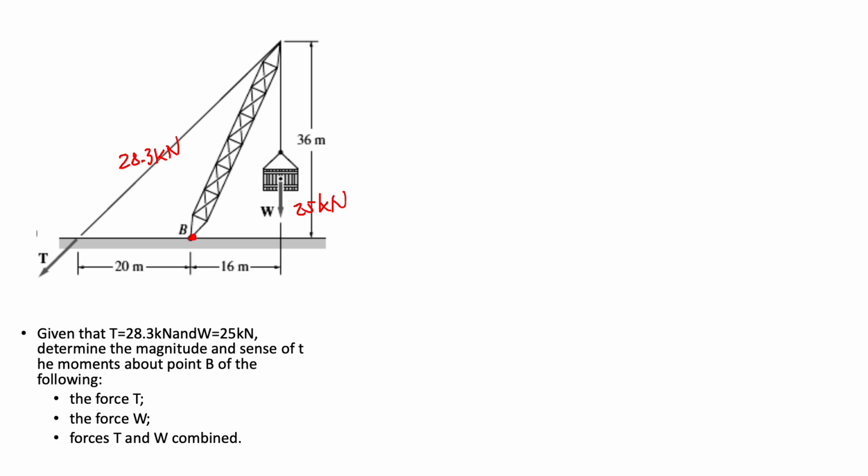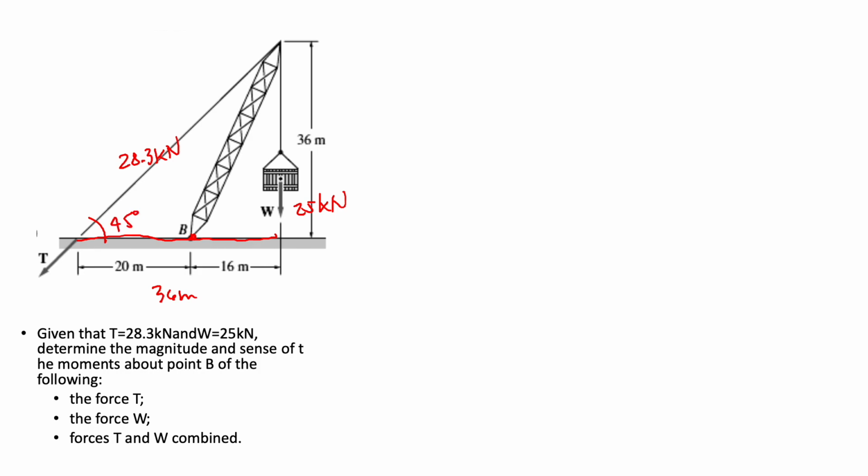Now, the best way to do this, since we're given 20 meters from B to the point of T, and then point B, which is 16 meters, the distance of point B with the line of action of W, and the height of this. So 36, we have a total of 36 here, and then 36 here, vertical. Therefore, for this whole triangle, the angle between this T and this horizontal is 45 degrees.